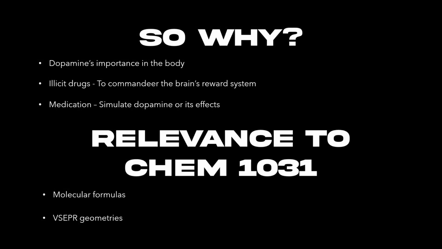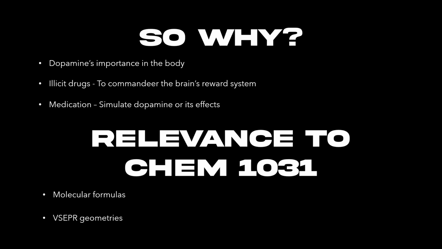Ultimately, many drugs can be seen to mimic the complete or partial structure of dopamine because of its importance and influence on so many of the body's functions. In terms of illicit drugs, this similar structure is used to take over and hijack the brain's reward system to create a dependency on the drug. Whereas in healthcare, these drugs can be used to treat dopamine imbalances by stimulating the neurotransmitter itself or its effects.